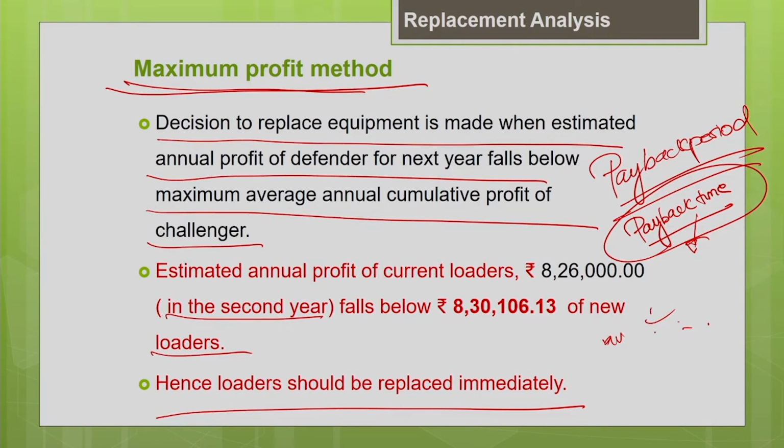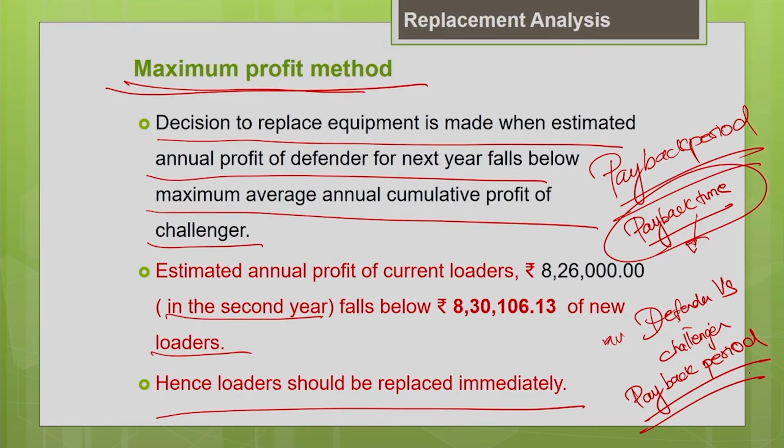You will compare the payback period value of the defender and the challenger. Whichever machine has a lower payback period, that means you are able to recover the initial cost faster, that machine is suitable. That is how we compare based on the payback period method. For example, if the challenger gives you a shorter payback period when compared to the defender, then we have to replace the defender with the challenger. Whichever has the shorter payback period, we go for that machine. That is how we compare the alternatives.